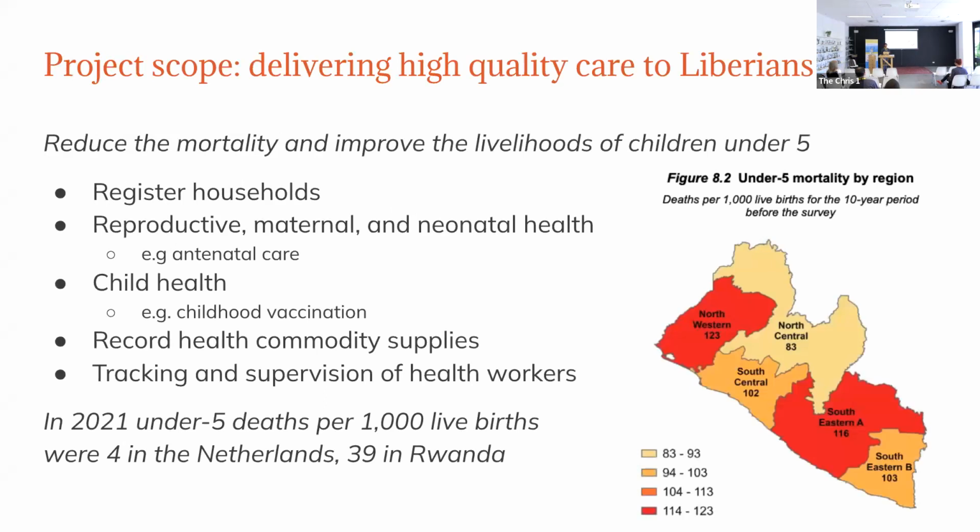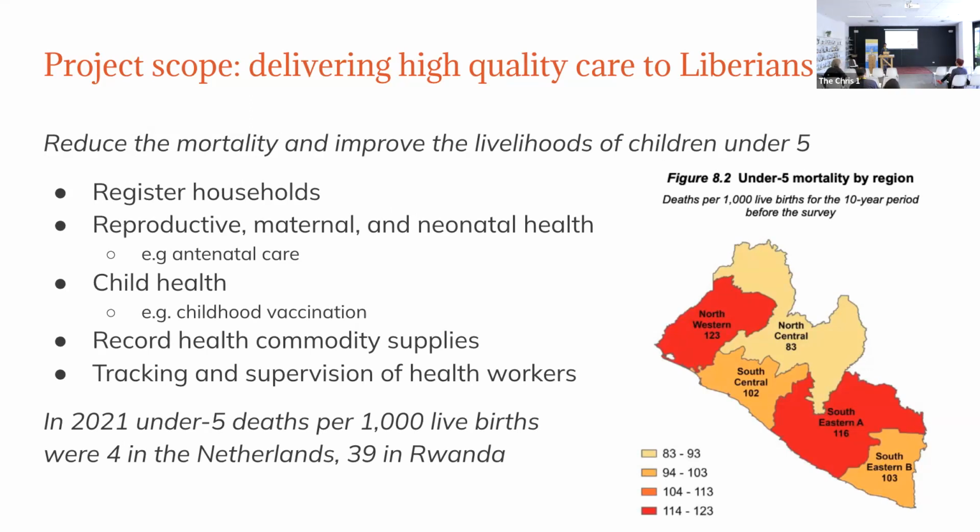So the goal of the project is to deliver high-quality care to Liberians with a focus on reducing mortality and improving the livelihoods of children under 5. The map on the right-hand side here shows the number of children under 5 deaths per 1,000 births in Liberia. So it varies a bit by region. Overall, it's about 100 children per 1,000 born.